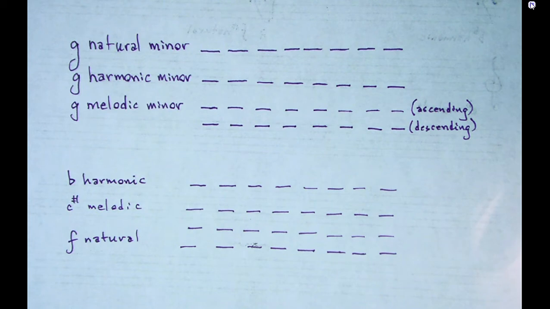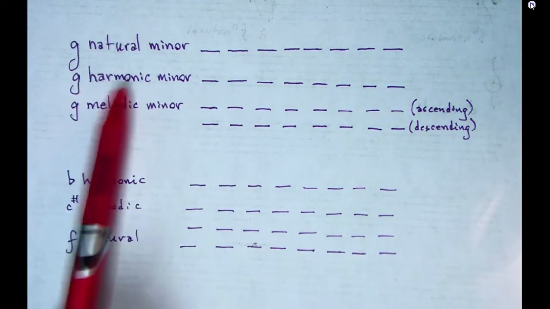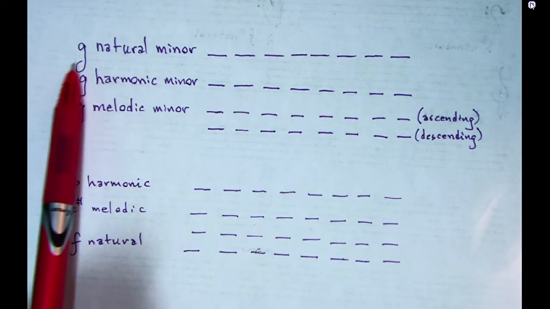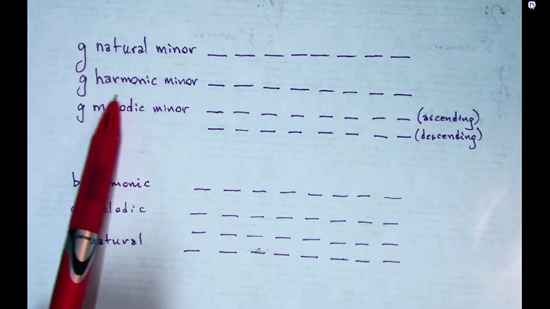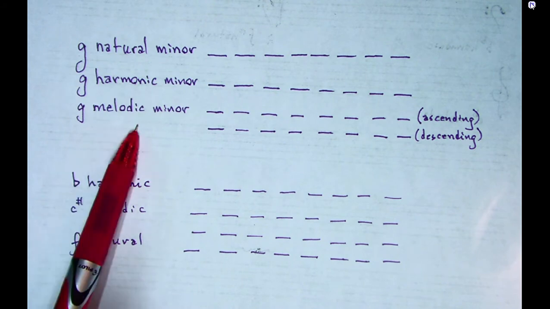Going to look at the 3 different types of minor scales. Okay, I have them listed here, the 3 types of minor scales, and I'm going to show you how to do this, the easiest way to think about it. So the 3 types, and I'm using G minor here, I just picked a random minor key. The 3 types of scales are natural minor, harmonic minor, and melodic minor.